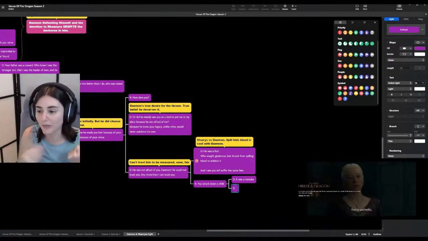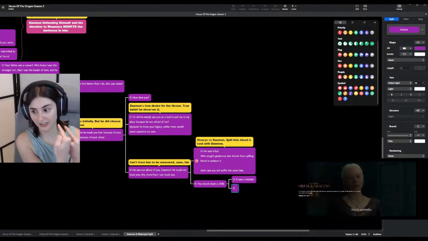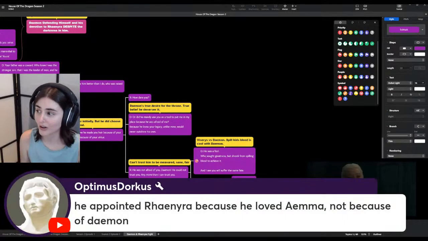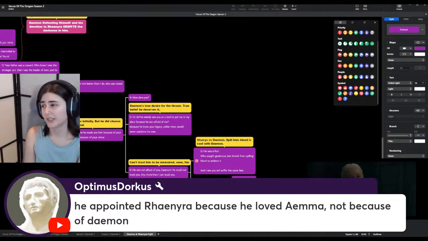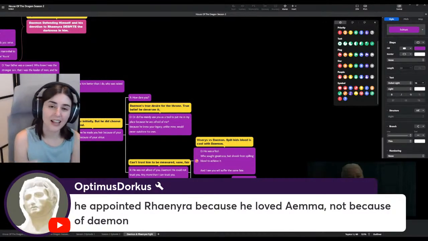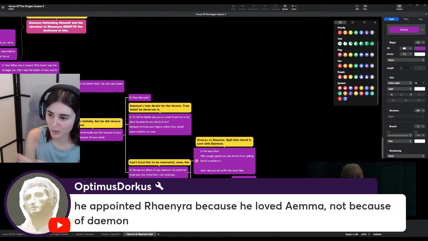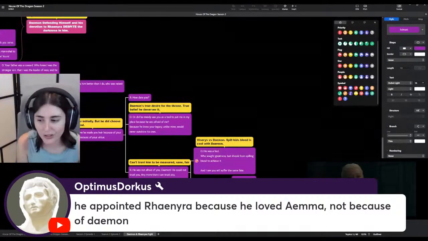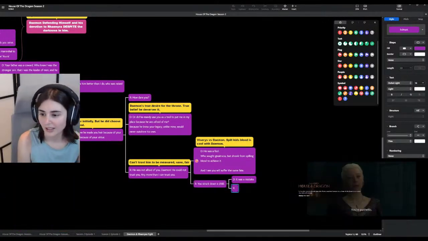Is Otto actually? Otto is also obviously responsible for this, because Alicent just... He appointed Rhaenyra because he loved Emma, not because of Daemon. Oh, because he loved Emma. Okay, well, I don't think you can have that both at the same time. I really do think, unless there's obviously something in the book, that you can't completely take out Daemon.